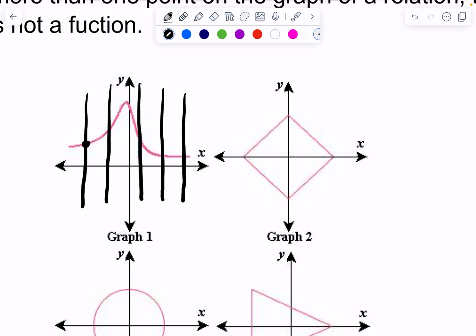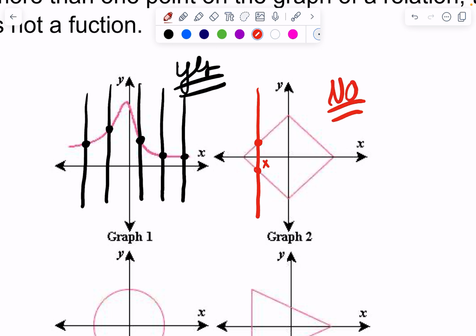But here I hit the graph once, I hit the graph once, I hit the graph once. So yes, for any x value, I only hit one y value on the graph. For my second graph here, when I go ahead and perform the vertical line test, right off the bat, at this particular x, I've got 2 different y's. So no, it's not a function. Why? Because when I go through that particular x value, I had 2 different y values.